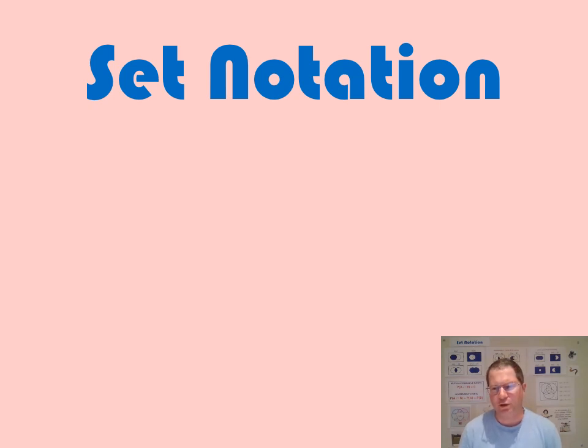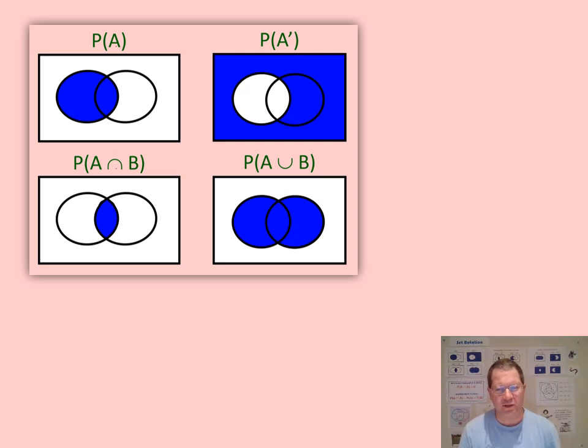Hello, in this video we are looking at set notation, the intersection, the union, the conditional probability, as well as mutually exclusive and independent event rules. Okay, so this is where we start with set notation.